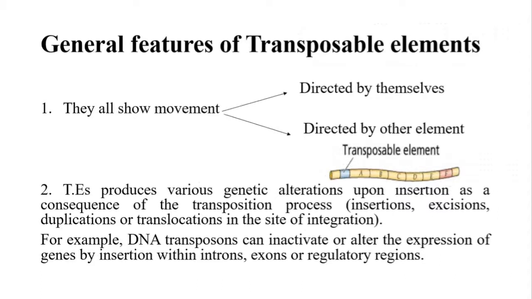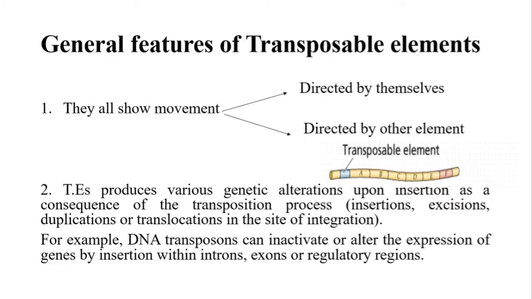Now, some general features of transposable elements. The first feature is that they all show movement, either directed by themselves or directed by other elements. Next, transposable elements produce various genetic alterations upon insertion as a consequence of the transposition process, such as insertion, excision, duplication or translocation in the site of integration.